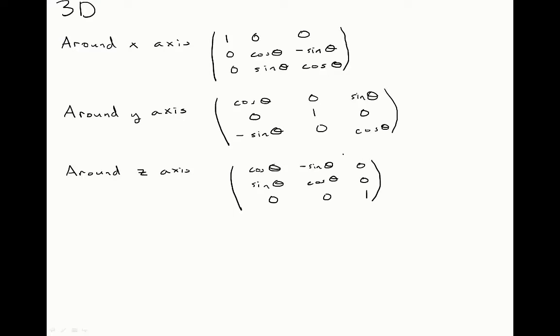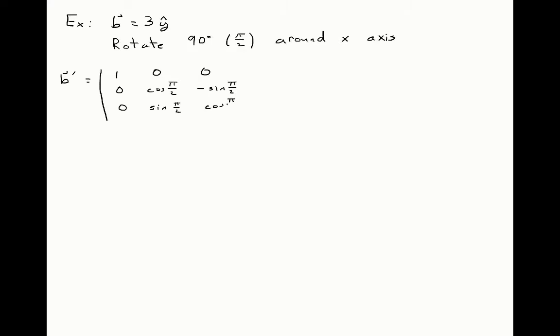Let's look at an example. So we're going to do something kind of simple again, just to see that it works. And we're using trig a lot again, so I hope you remember your unit circles. Okay, so basically to find b prime after we rotate it, we need to fill out our rotation matrix for around the x-axis, and then multiply that times our vector b, written as a column matrix.